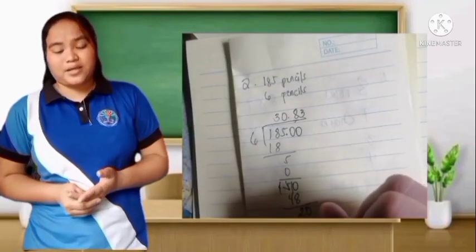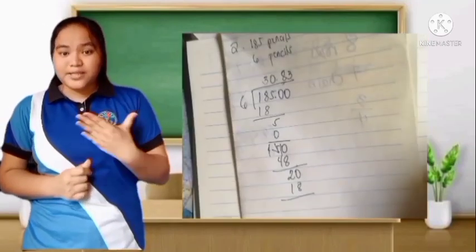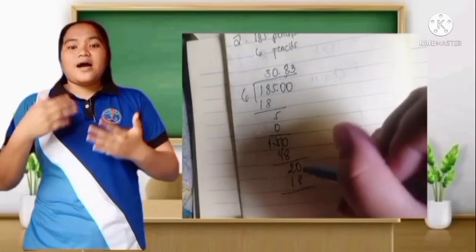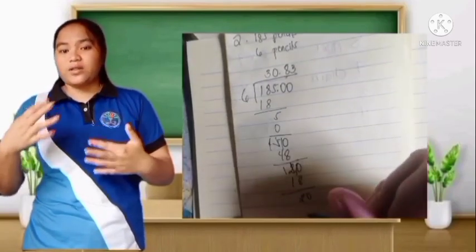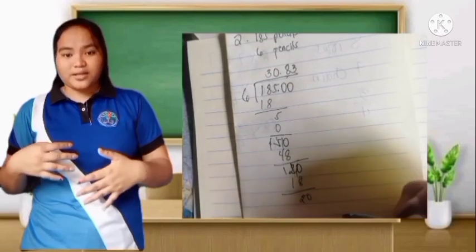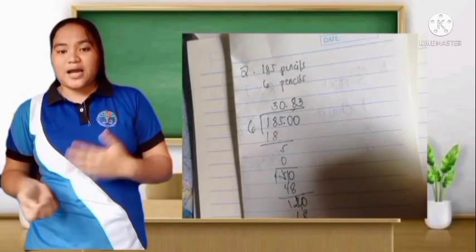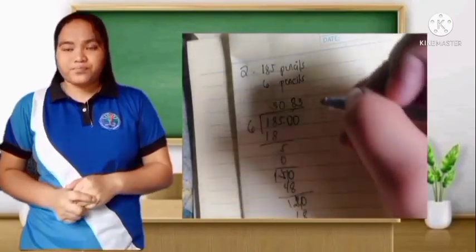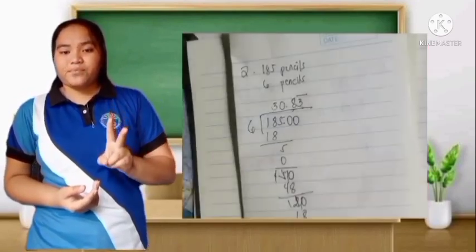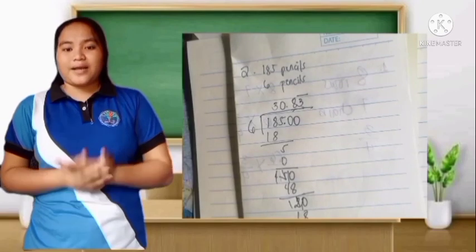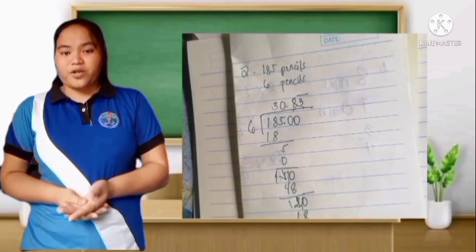So, 20 divided by 6 equals 3. And 3 times 6 equals 18. And hanggang sa matapos po iyon, magiging 20 minus 18. So, ang magiging sagot po natin lagi dito is 3. So, ang sagot po natin dito, we get only the 2 decimal points. So, ang magiging sagot po dito is 30.83.